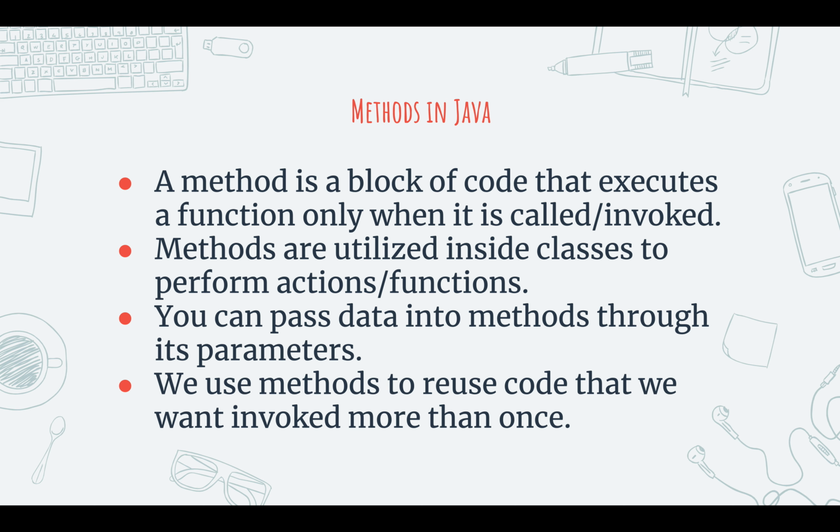Methods are utilized inside classes to perform actions and functions. This is very important to understand because methods in themselves are functions. That's the easiest way to explain a method. A method does a certain function, and usually the name of the method reflects the context of its function. Let me repeat that. The name of the method usually reflects the context of the function, and the context of the function is what it actually does.